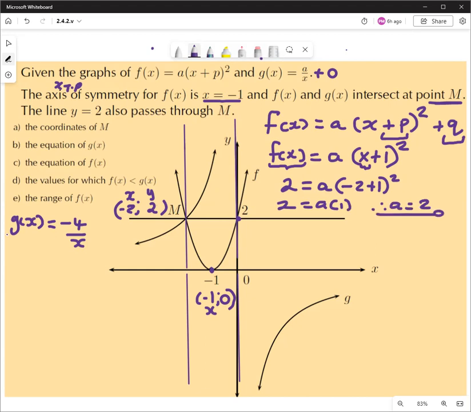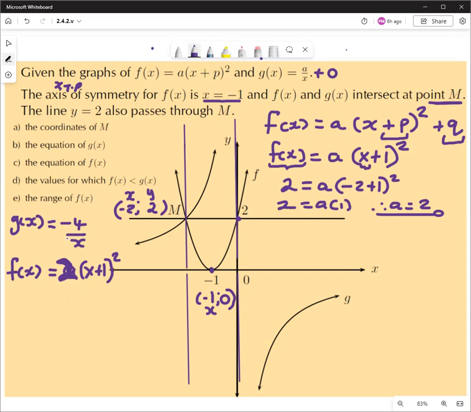Right. And then you can easily see that your f of x is basically this. Your a is 2, and then you have x is going to be +1 squared, right? But your a is 2, so you put 2 where the a is. You put 2 there. Then that's the equation of f of x.